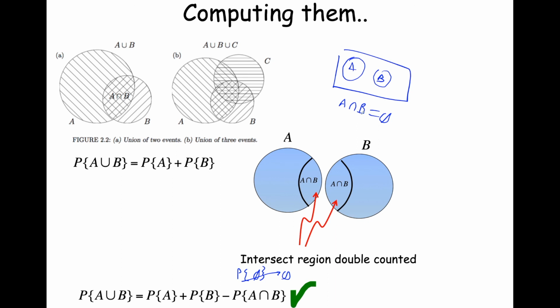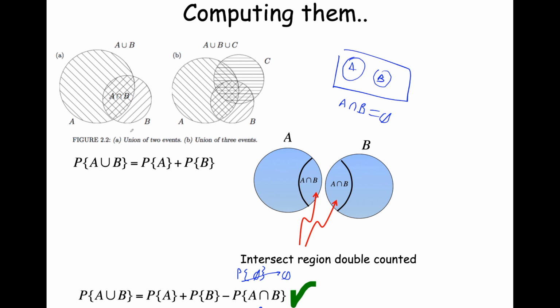But if A and B are not disjoint, that intersect region is going to be some value that's non-zero, right? It's not going to be 0. It's going to be greater than 0. So if you can't assume that A and B are non-overlapping, you assume they're overlapping, and you subtract out the second copy of the intersect region.